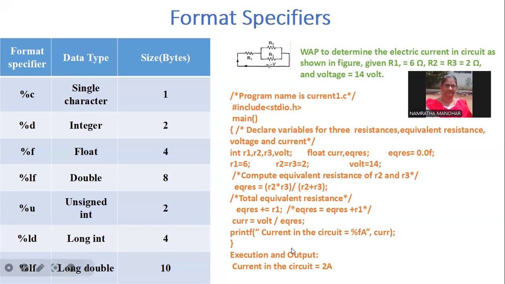So when I compile and execute this program, removing any errors that I debug, on execution I will get the current in the circuit is 2 amps. Once you get the result, you have to check whether you're right or wrong. Now, when R2 and R3 are in parallel, the result is 1 ohm. You're adding this 1 ohm to 6. So 6 plus 1, 7. So 14 divided by 7, what do you get? 2. So the current in the circuit will be 2 amperes. So normally the display will be 2.0.